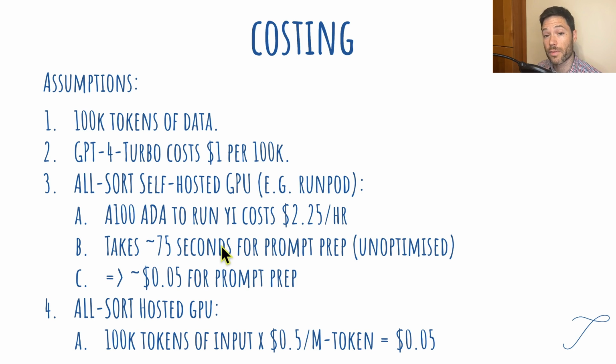And it takes 75 seconds for the prompt preparation. And that's unoptimized. I think that can be cut down in a few different ways by improving how I'm running TGI on RunPod. But in any case, for 75 seconds at $2.25 an hour, that's about 5 cents for prompt preparation. And just as an aside, you could also, in principle, query a model Yi that's been hosted by some other company. There are companies out there that will just host Yi models, and you can hit them and pay for them on a per token basis.